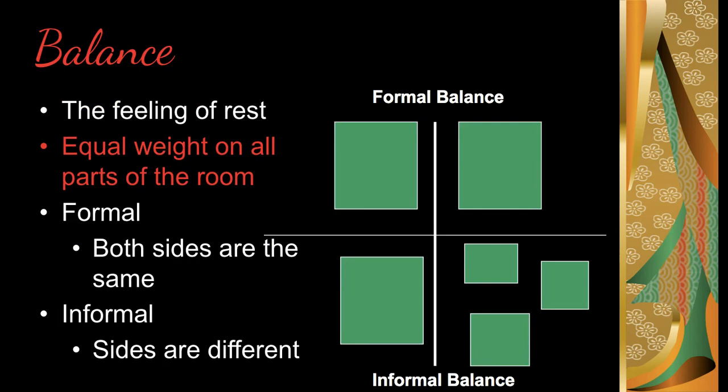Balance is our next principle of design. It is when there's equal weight on all parts of the room. There's a feeling of rest because not one side of the room weighs more, which usually means it looks like it's going to fall over. We can call this formal or informal balance, or symmetrical or asymmetrical balance.